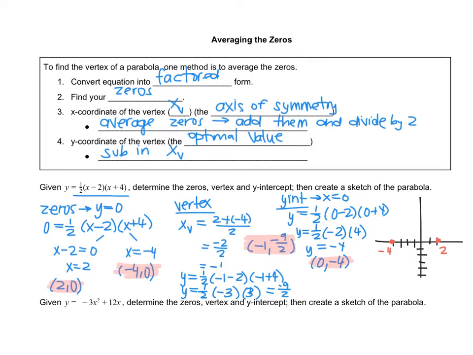So it'll be halfway between -4 and 5. So right there. And then I can also plot my y-intercept at -4. And now I have quite a few points and I can connect my dots. And there's my parabola roughly sketched.